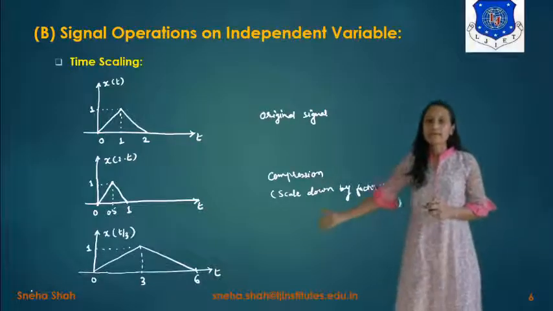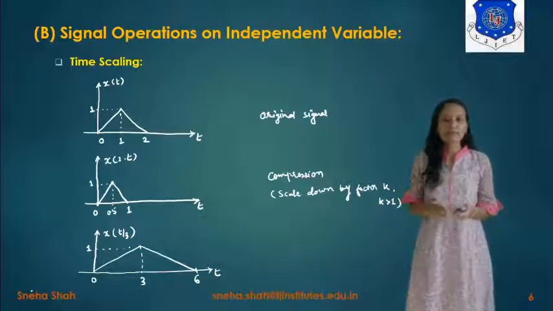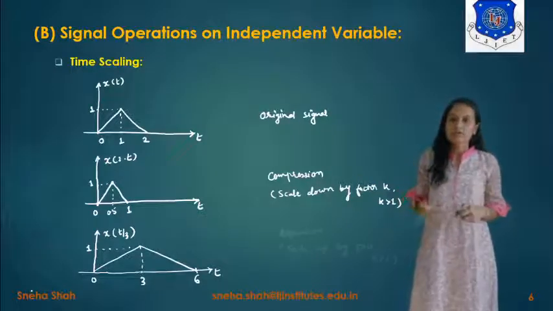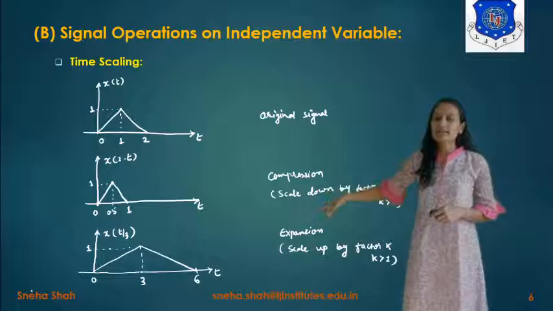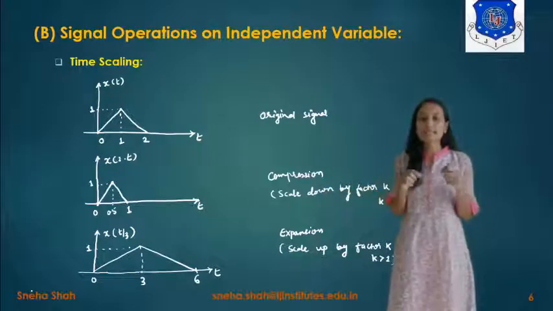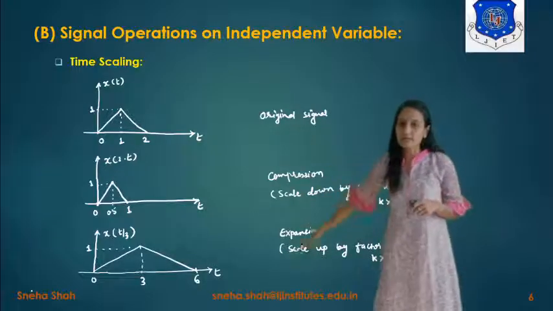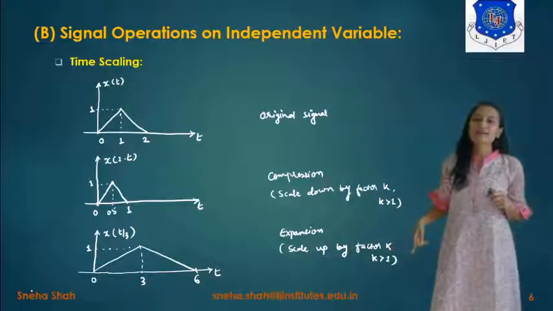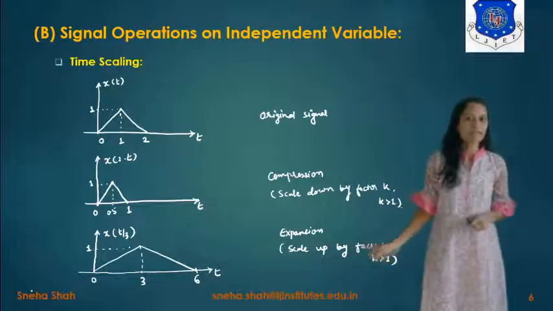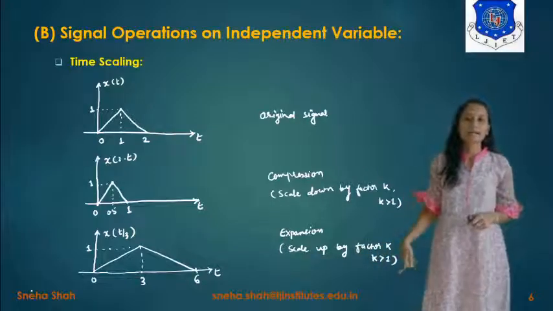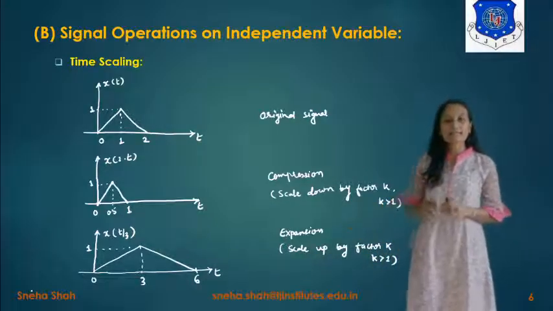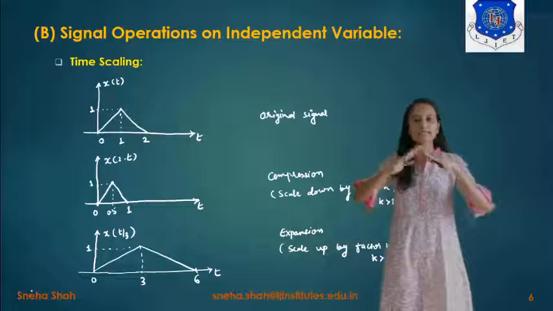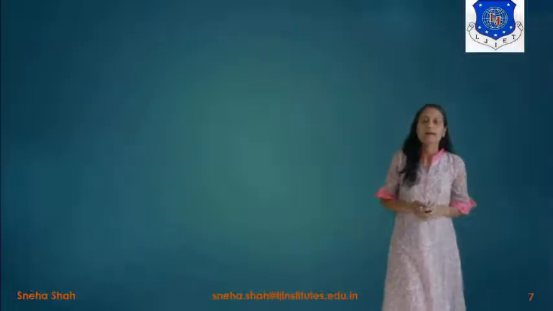Now if you want to do the expansion of the signal, then we have to divide by a factor of k. So for x of t divided by 3, it will give you 3 times the value. So 2 into 3 means it will expand up to 6. So it will be scaled up by a factor of k. Here we have taken the value of k greater than 1, and this operation is considered as expansion because the original signal is expanded.